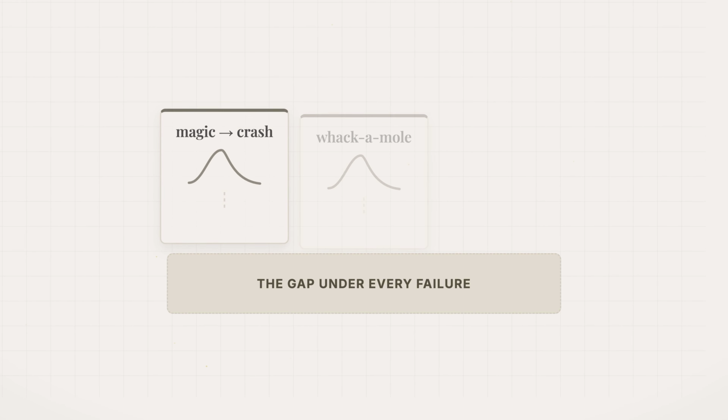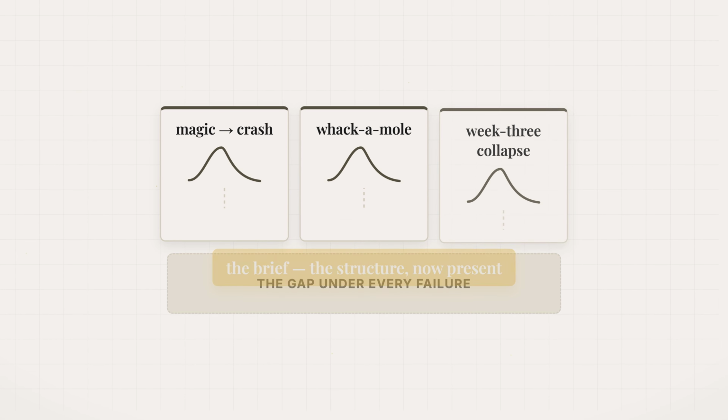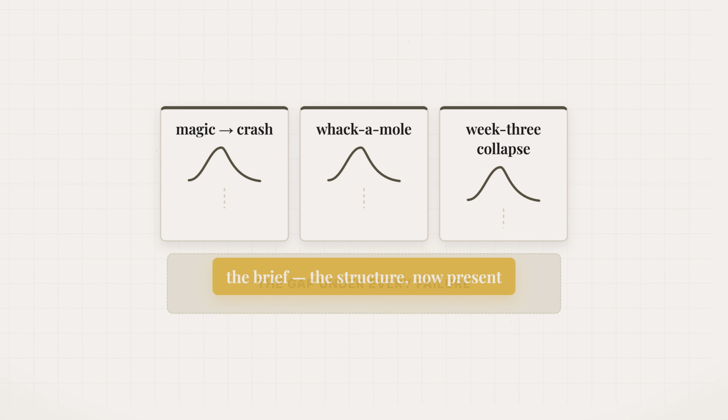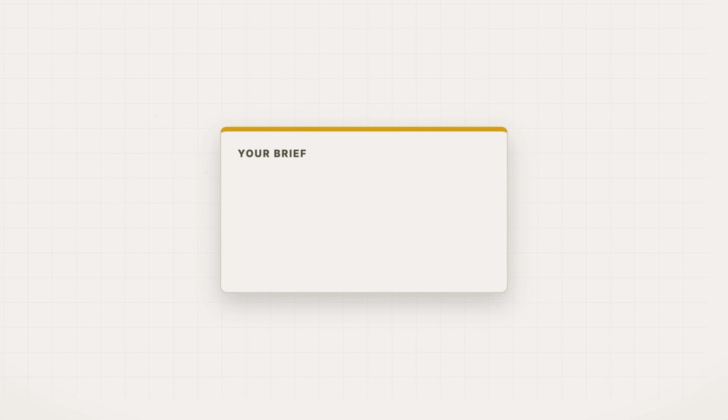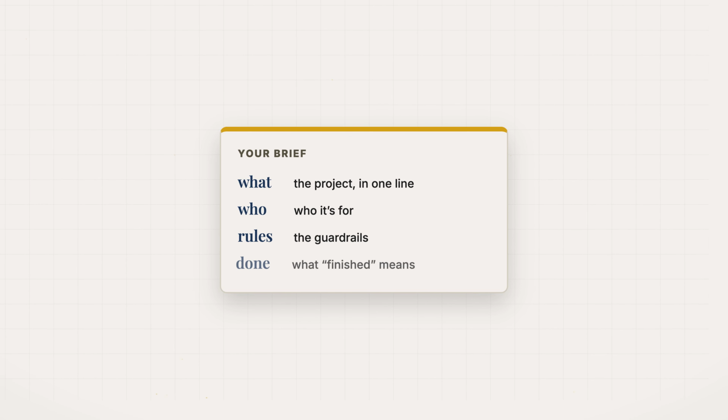That brief is the exact thing every build we diagnosed earlier in this course was missing. The hour of magic, then the crash, the whack-a-mole, the week 3 collapse, all of it traces back to there being no structure underneath the work. This is the structure. You didn't have to build it. You just had to go get the folder and answer some questions.